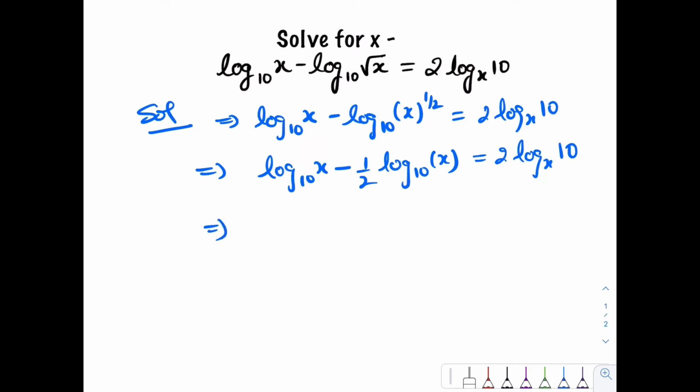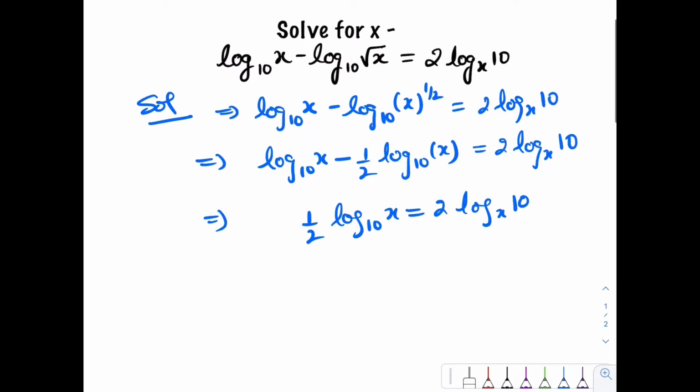So this gives log base 10 x minus half log base 10 x gives 1 by 2 log base 10 x equal to 2 log base x 10.